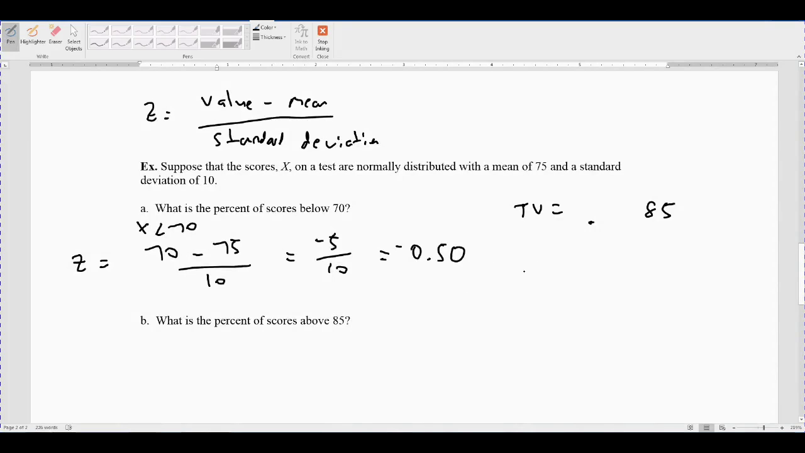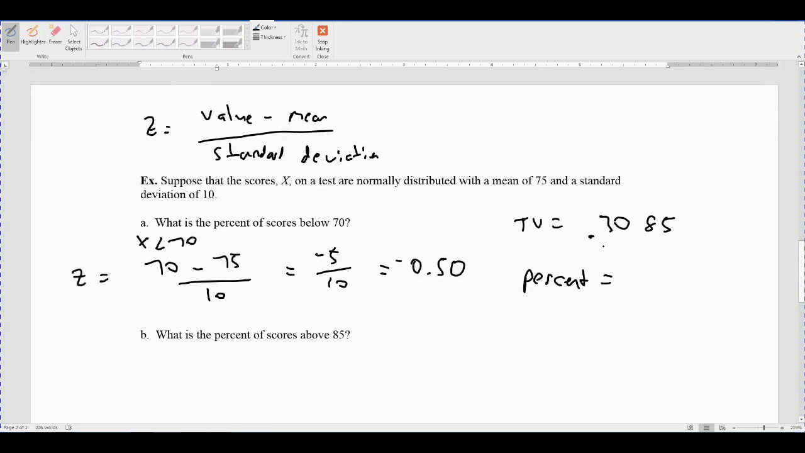And so the question is, what percent? Well, since below is the same as less than, and table values are the same as less than, we use the table value and convert that to percent by moving it 2 places to the right. So it's 30.85%. So once again, use the formula, convert the data value to a z-score, find the table value, and then you think, do I use that table value, or do I do something else with it? Since it's less than, because below is less than, we use that table value, convert it to percent.